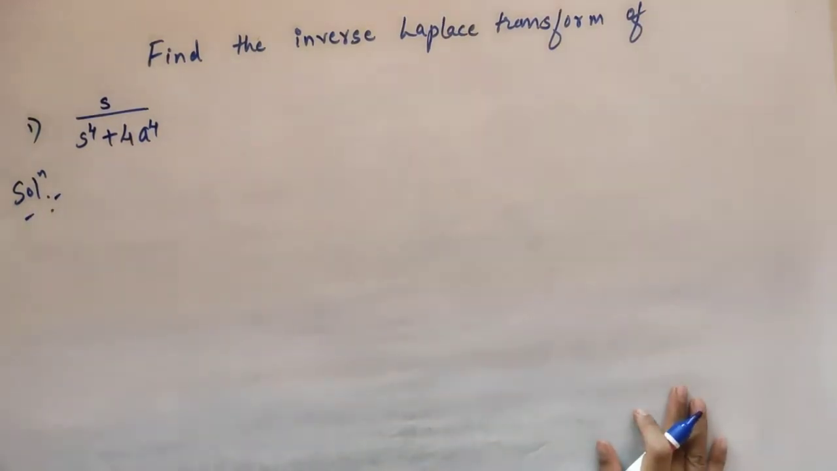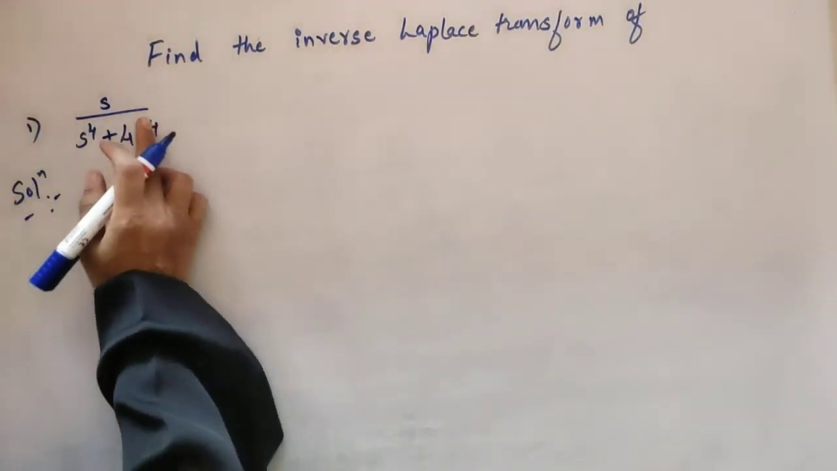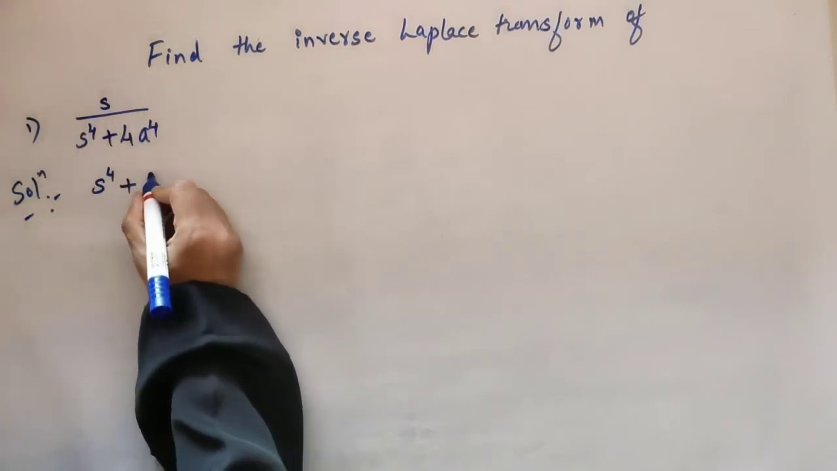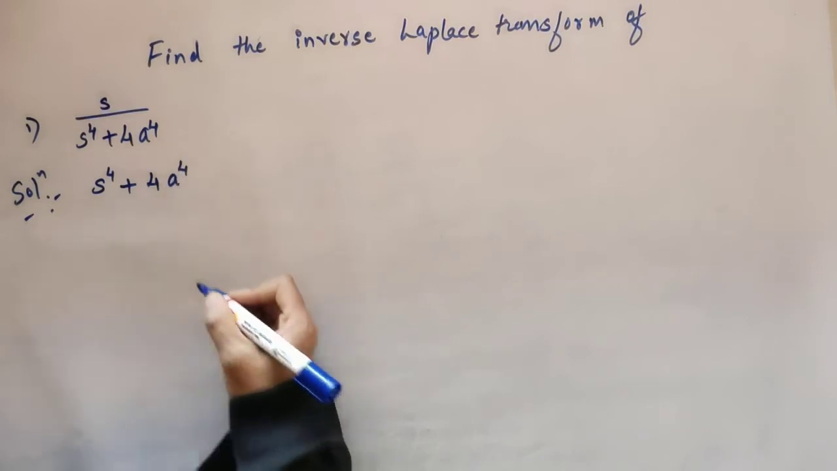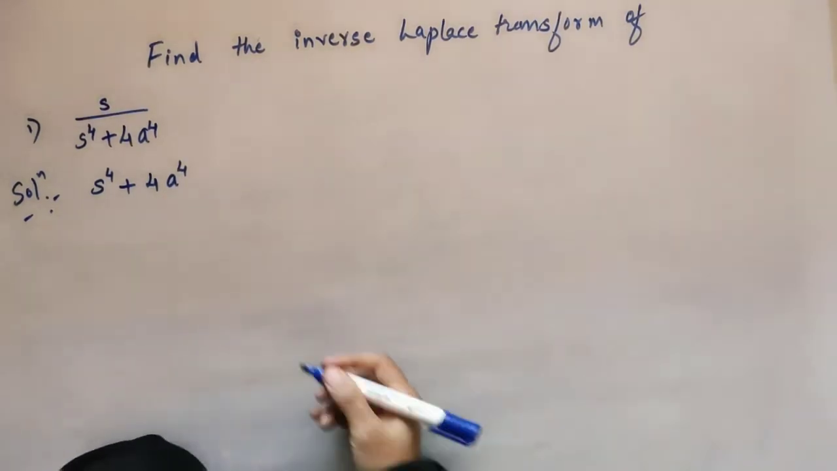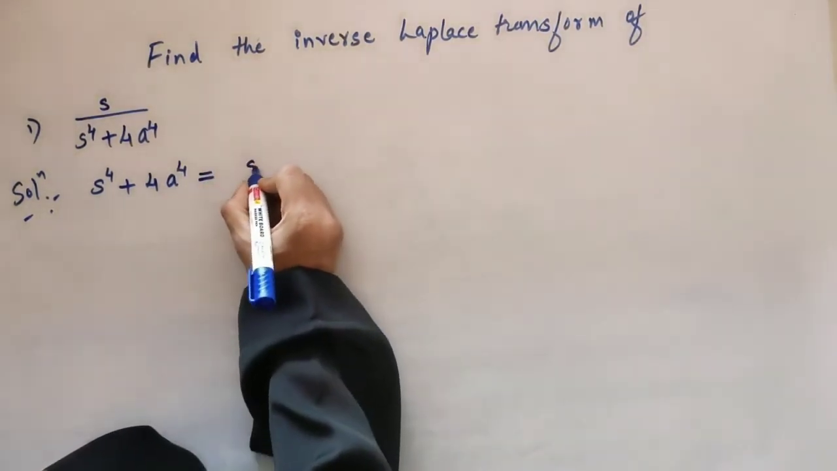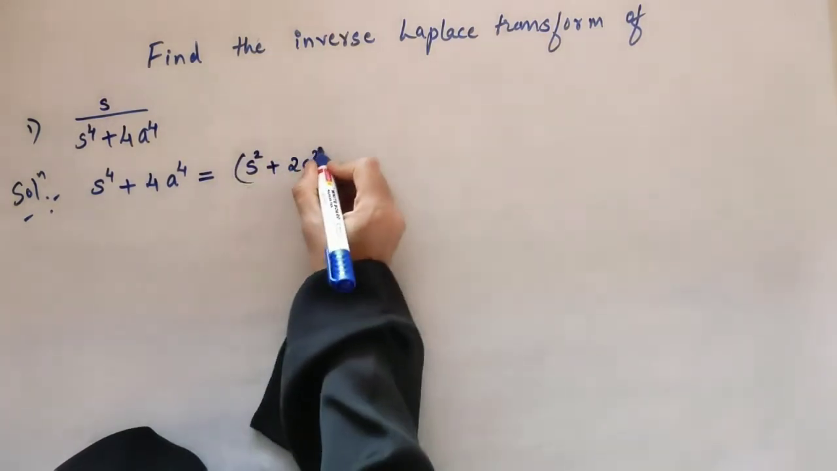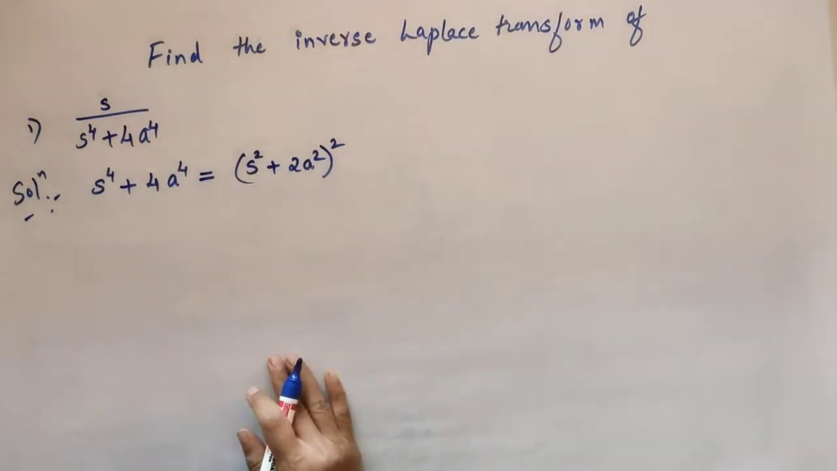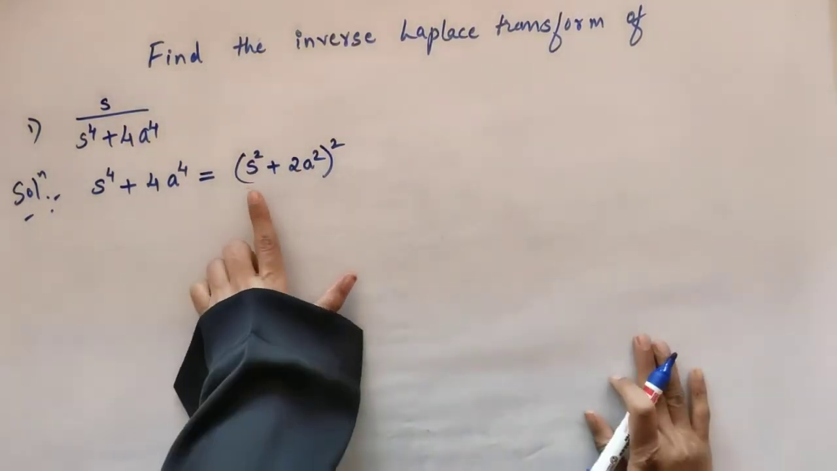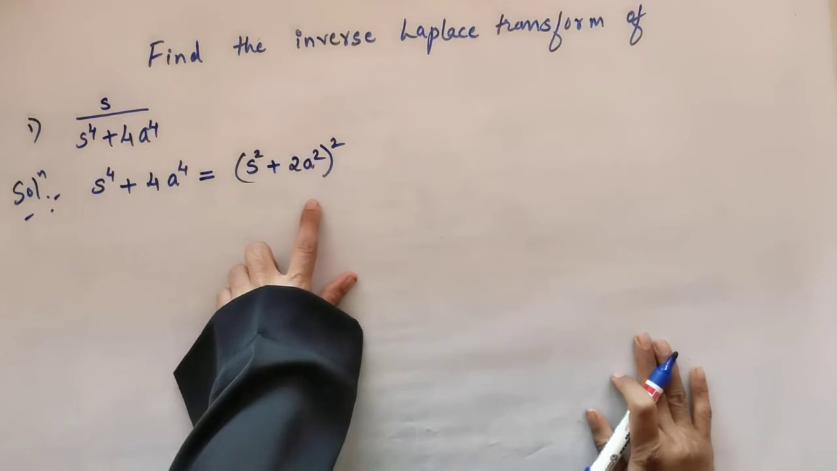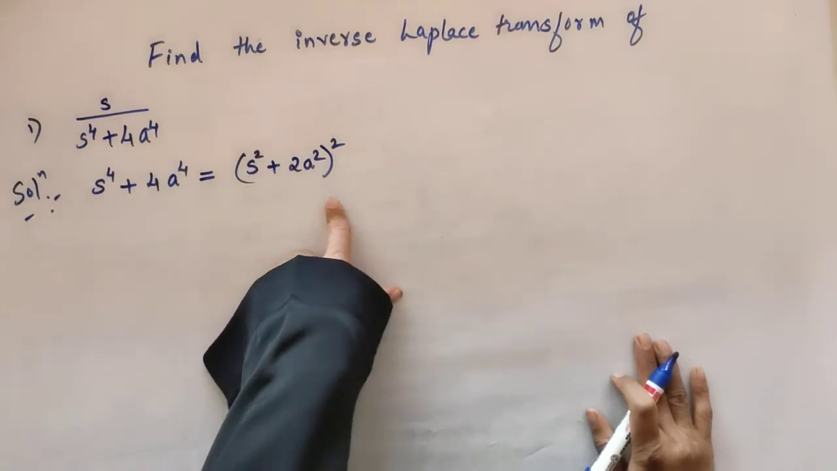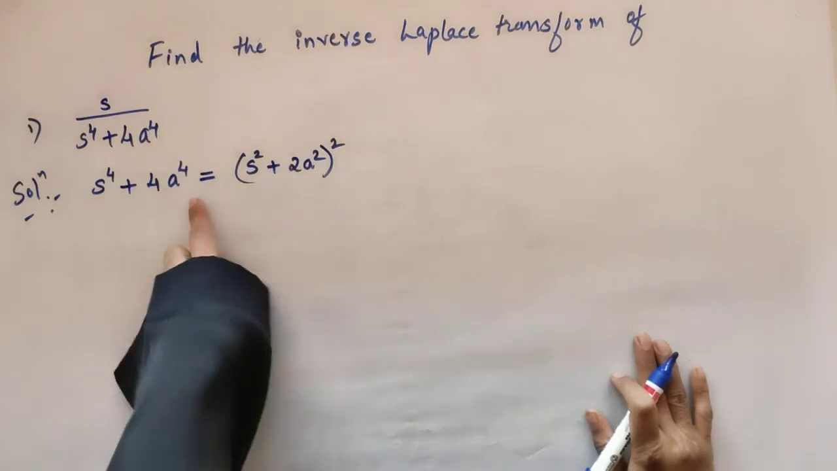Okay, the solution goes as, see here, I first want to simplify the denominator. That is, s to the power 4 plus 4 into a to the power 4 can be written as s square plus 2 times a square whole square. So the expansion for this becomes what? s to the power 4 plus 4 times a to the power 4 plus 4a square s square you all will get. But I do not want plus 4a square s square.